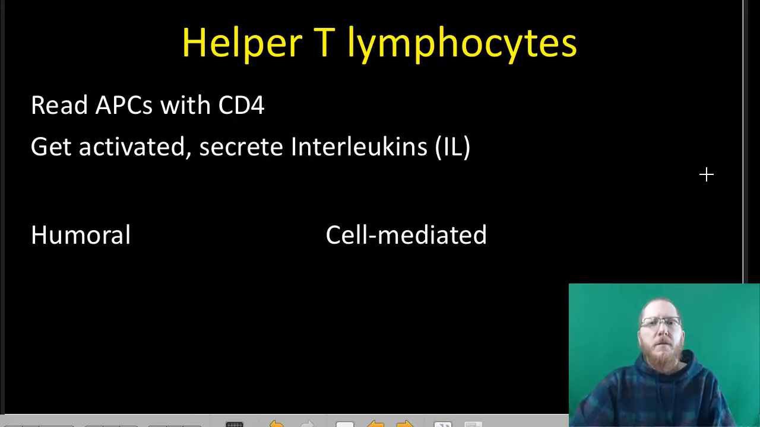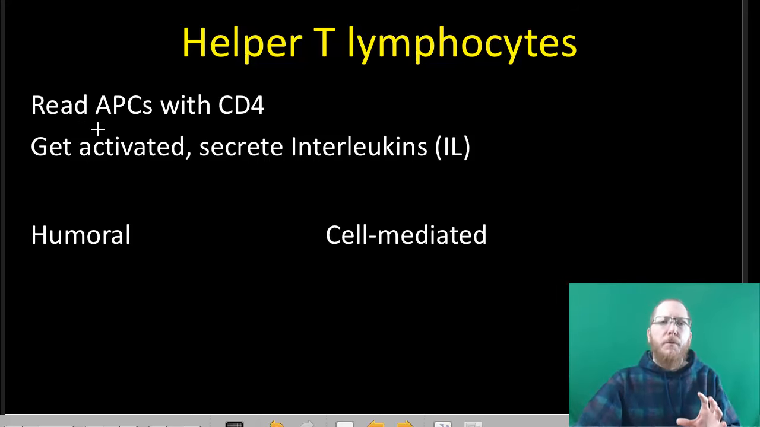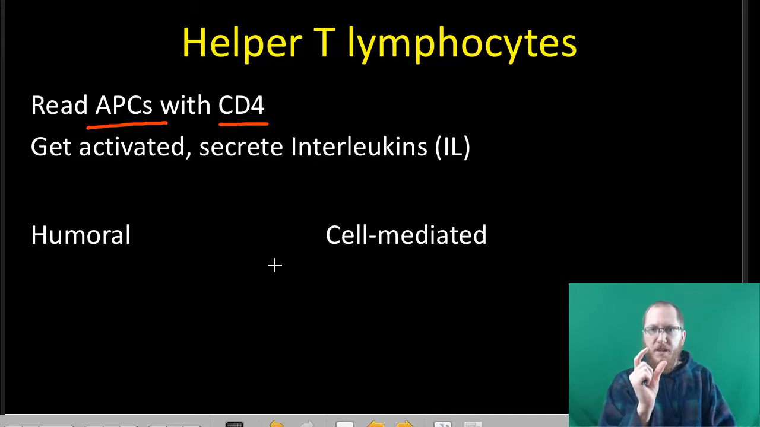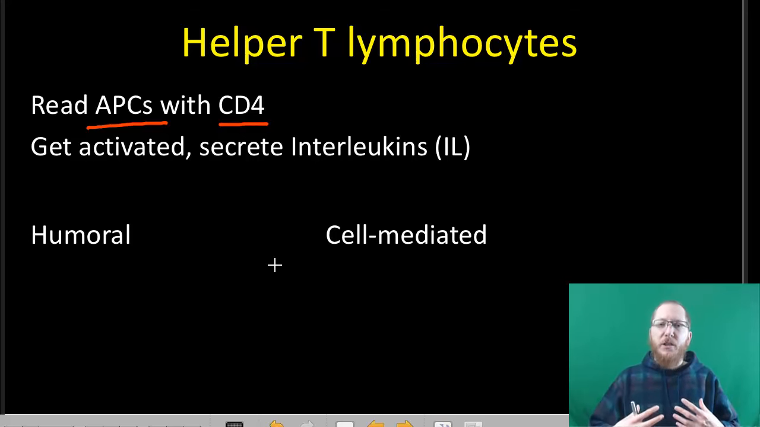Now, helper T cells don't directly kill anybody. That's not their task. What they do is go around and look at these antigen presenting cells to see who's in the neighborhood, to help activate the processes that do destroy stuff. They've got a protein called CD4 that helps them read these MHCs and the antigens that are there. If they find an antigen, they can get activated for that antigen and secrete something called interleukin.